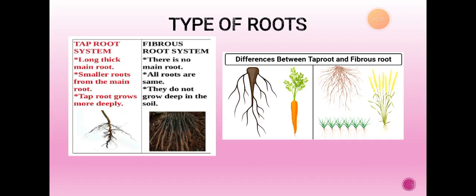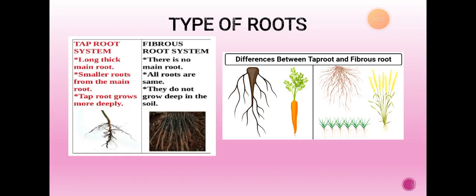Then we have the fibrous root. Now what is a fibrous root? In the fibrous root, there is no main root. You should know that in the tap root we have the main root, but in the fibrous root we have no main root. We cannot find a main root in the fibrous root.